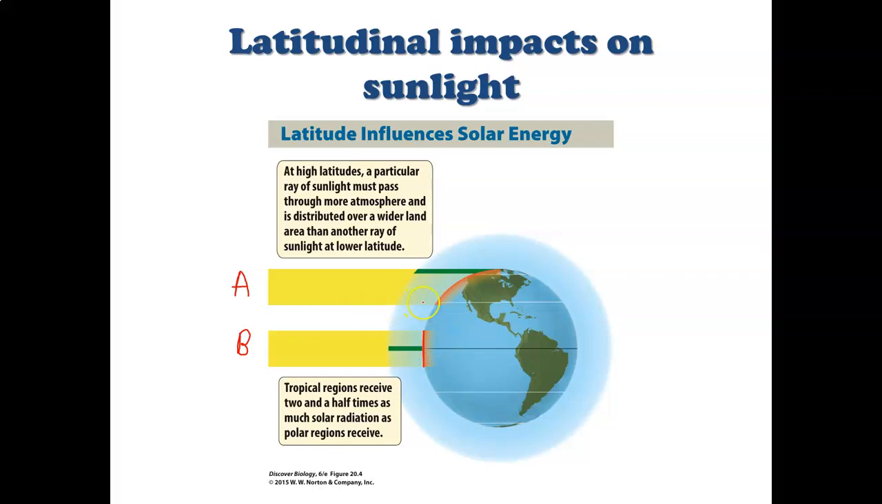Right? Beam A is going to hit at a very high latitude, but because it's a very oblique angle, that same energy is going to be distributed over a wider area. Right? So the same amount of energy over a wider area means that per unit of area, there's going to be much less energy absorbed. Right? So the net effect of this is that it's hot at the equator and cold at the poles.